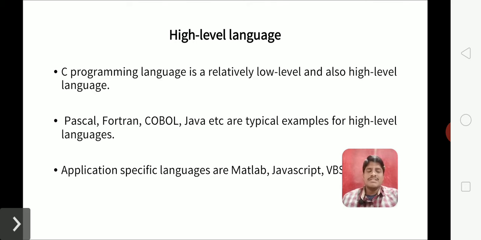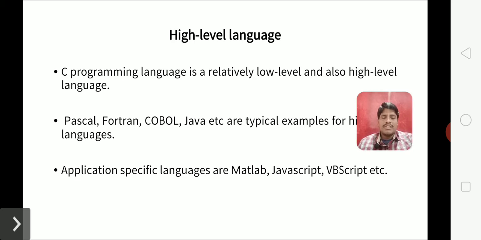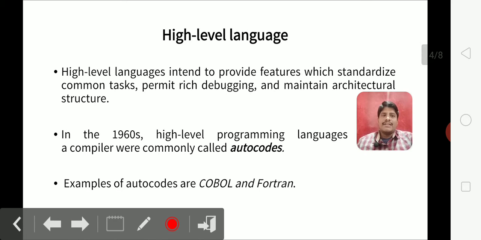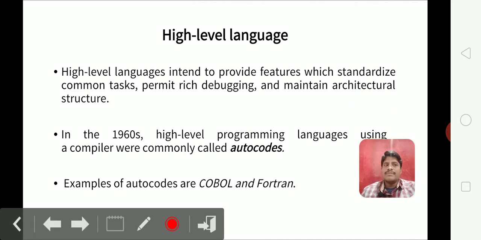Typically, in the 80s and 90s, these were the languages used for coding on the computer, which are also called high level languages. And if you come to application oriented specific languages, we have MATLAB, JavaScript, and also Visual Basic scripts, which can be called high level languages. High level language is intended to provide features which standardize common tasks, permit rich debugging, and maintain the architectural structure.